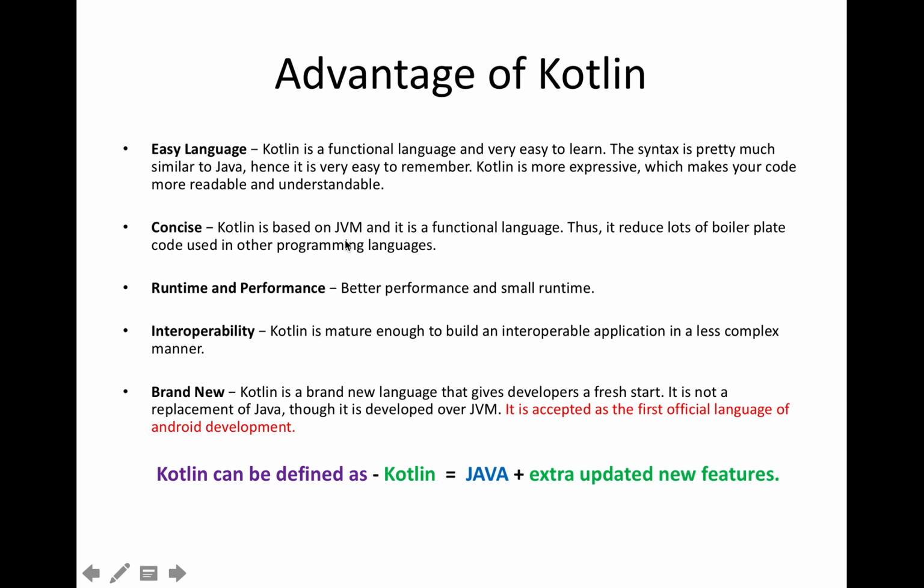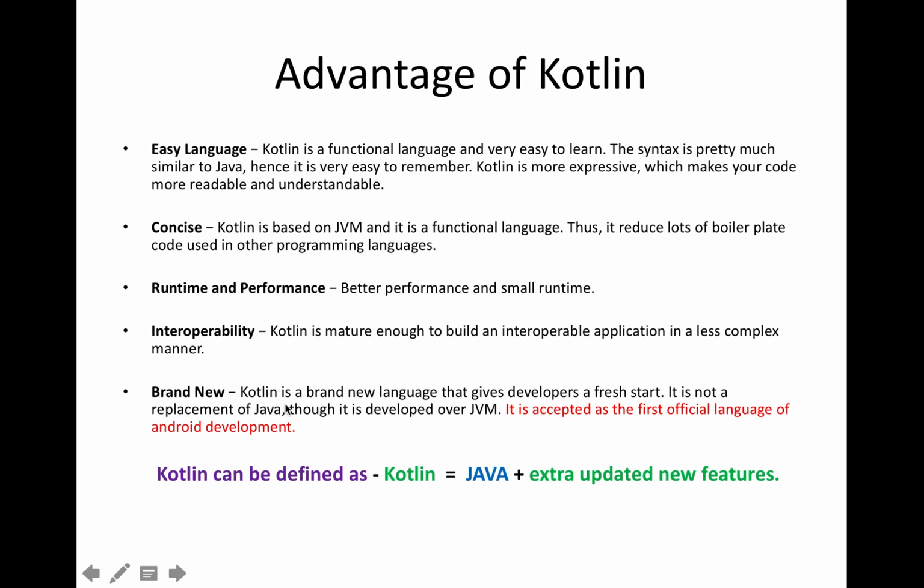Concise. Kotlin is based on the JVM and it is a functional language. Thus, it reduces lots of boilerplate code used in other programming languages. Runtime and performance: better performance and small runtime. Interoperability. Kotlin is mature enough to build interoperable applications in a less complex manner.